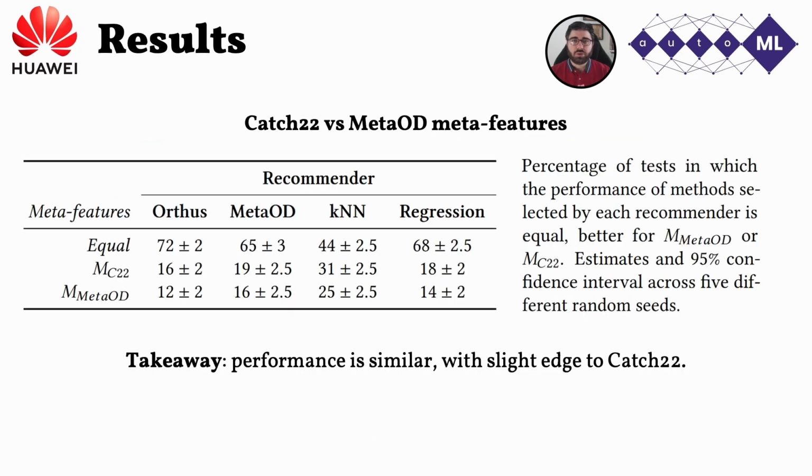Lastly, we want to show a comparison of using Catch-22 as meta features instead of using the meta features proposed in MetaOD. The table shows the percentage of datasets across recommenders where they can be considered to be equal, or where Catch-22 or MetaOD's meta features are better. We observe that across recommenders they are mostly equal, with a slight edge for Catch-22, which validates our hypothesis that they would be a valid meta feature set.